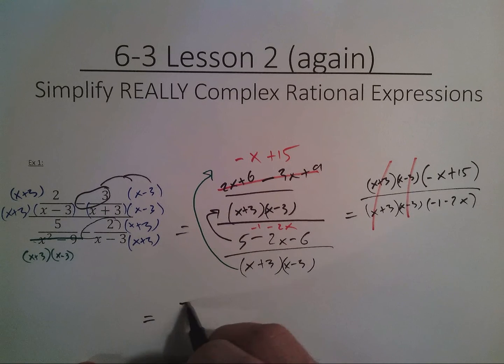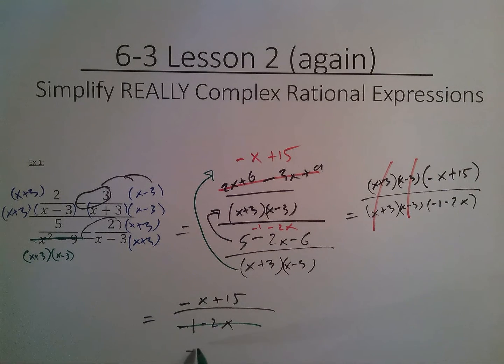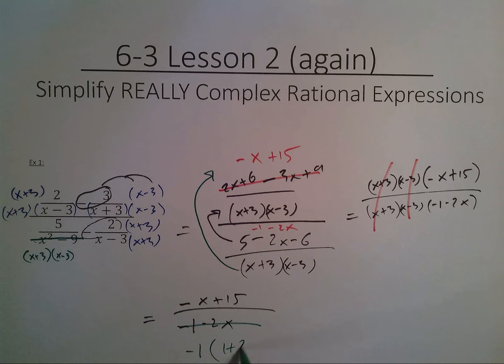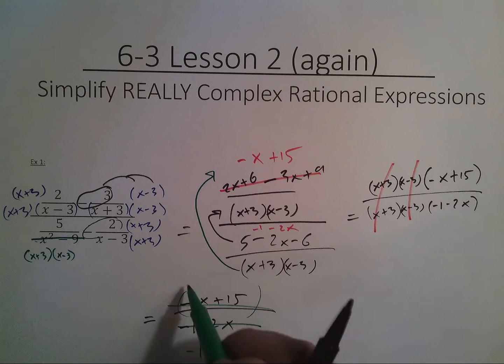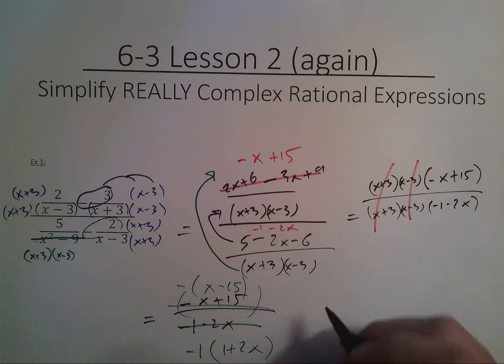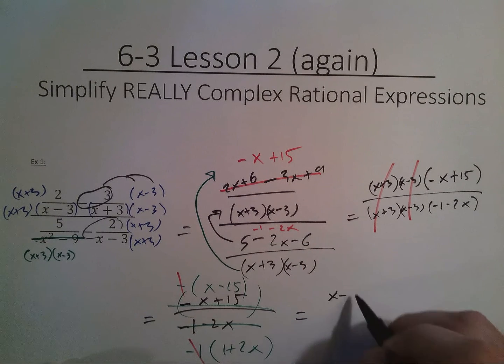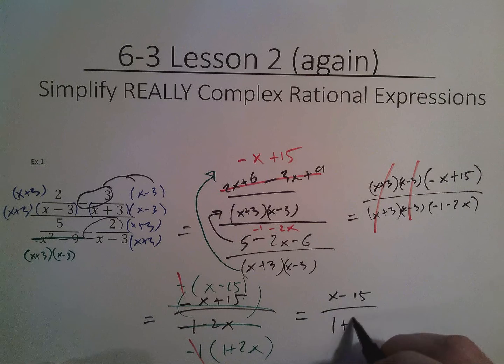Now, this could be written as negative x plus 15 over negative 1 minus 2x. See all the negatives on the bottom? I'm going to simplify that by factoring out a negative to be negative 1 plus 2x. And on the top, I'm also going to factor out a negative 1 to get negative x minus 15. So you have the negative on top and the negative on the bottom. That leaves me with x minus 15 over 1 plus 2x.